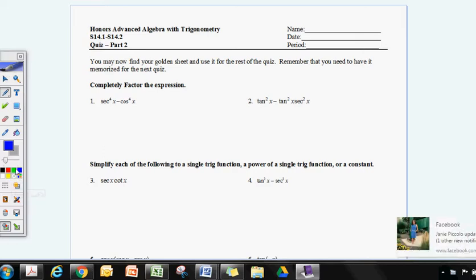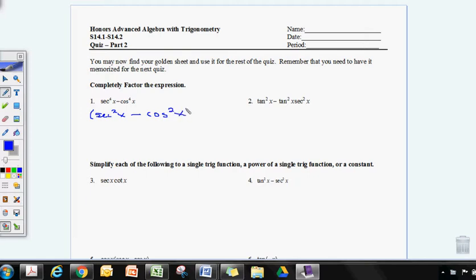Hey everyone. Today I am going to actually work out your entire quiz for you so you can measure and see what you are doing right or wrong. So when it tells me to completely factor the expression, I am going to factor this and it's going to become secant squared x minus cosine x, or I'm sorry, cosine squared x.